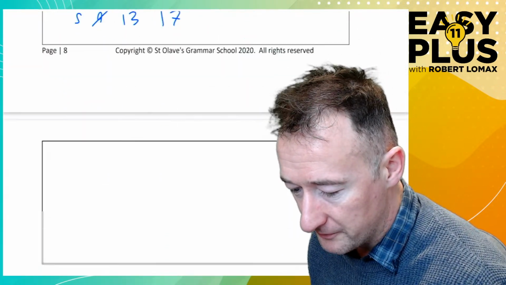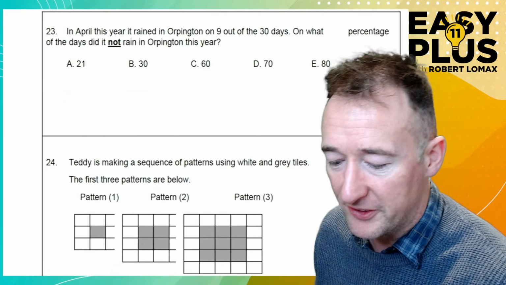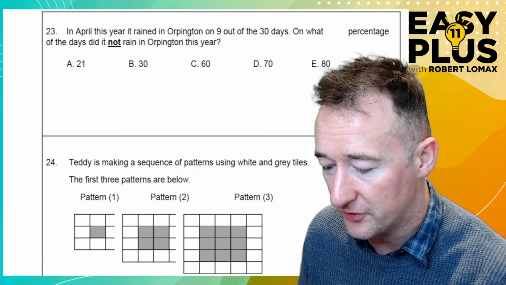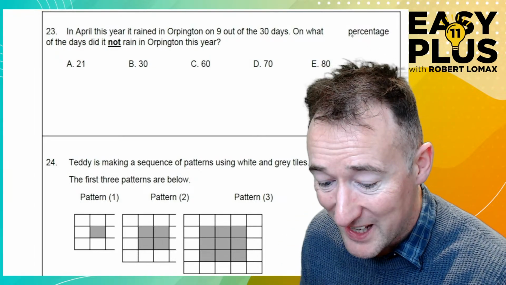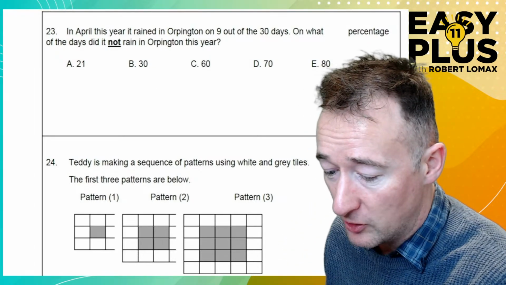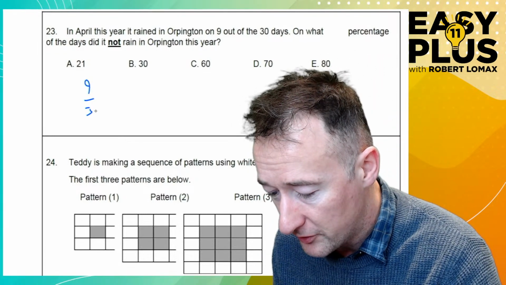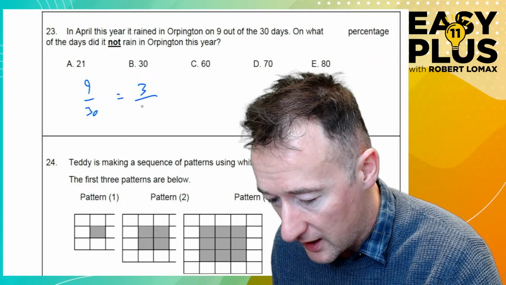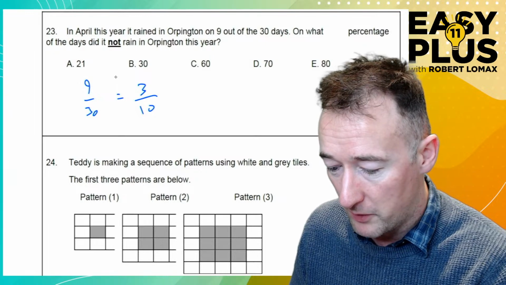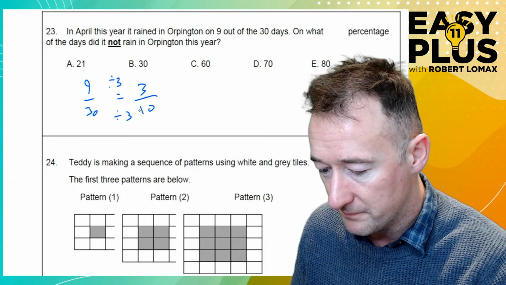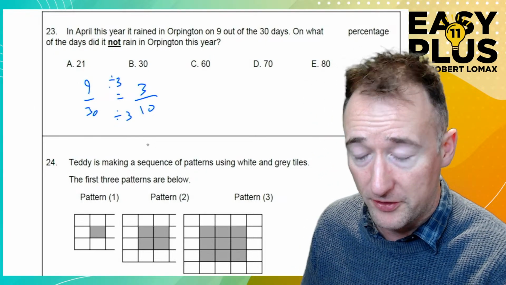So that's the answer. In April this year, it rained in Orpington on 9 out of 30 days. On what percentage of the days did it not rain in Orpington this year? Well, 9 out of 30 is 3 out of 10. Divide by 3 and divide by 3. 3 out of 10. So that's 30%.